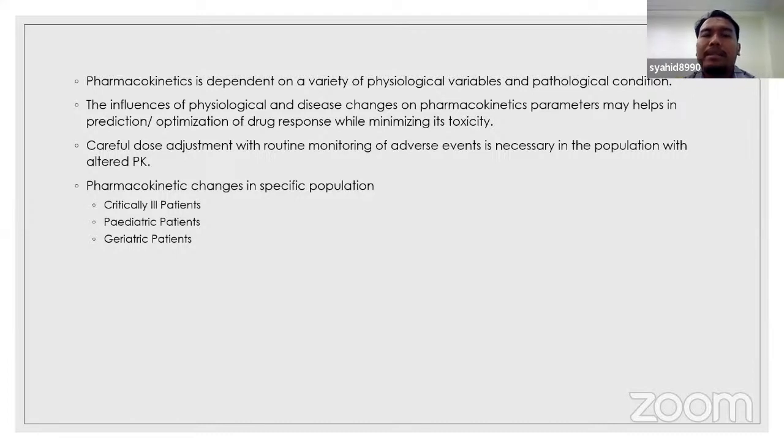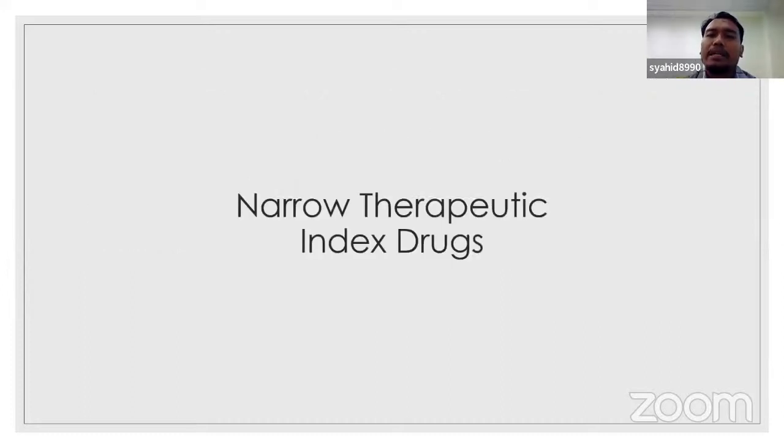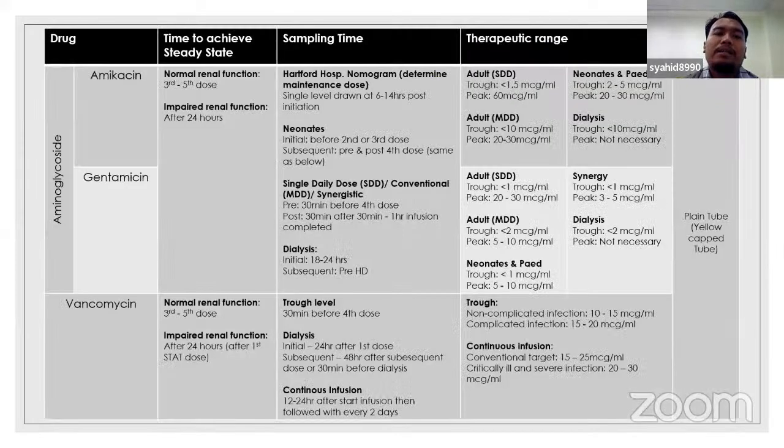So three main specific populations that we need to focus on are critically ill patients, pediatric patients, and geriatric patients. Okay, therapeutic index drugs which we can do TDM monitoring on in our hospital: the first group is antibiotics, which are aminoglycoside and vancomycin. First, we need to focus on time to achieve steady state.